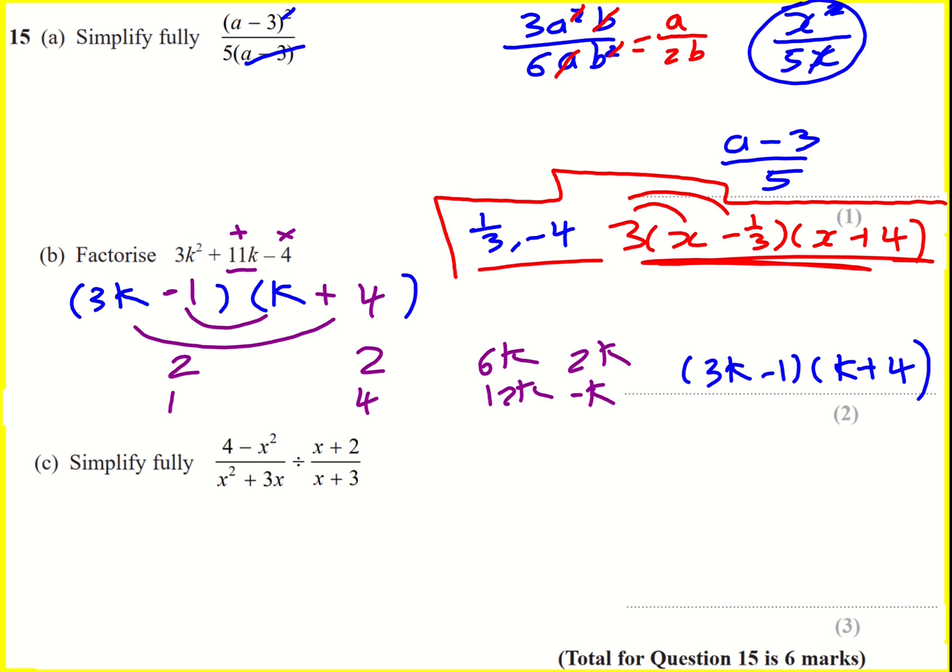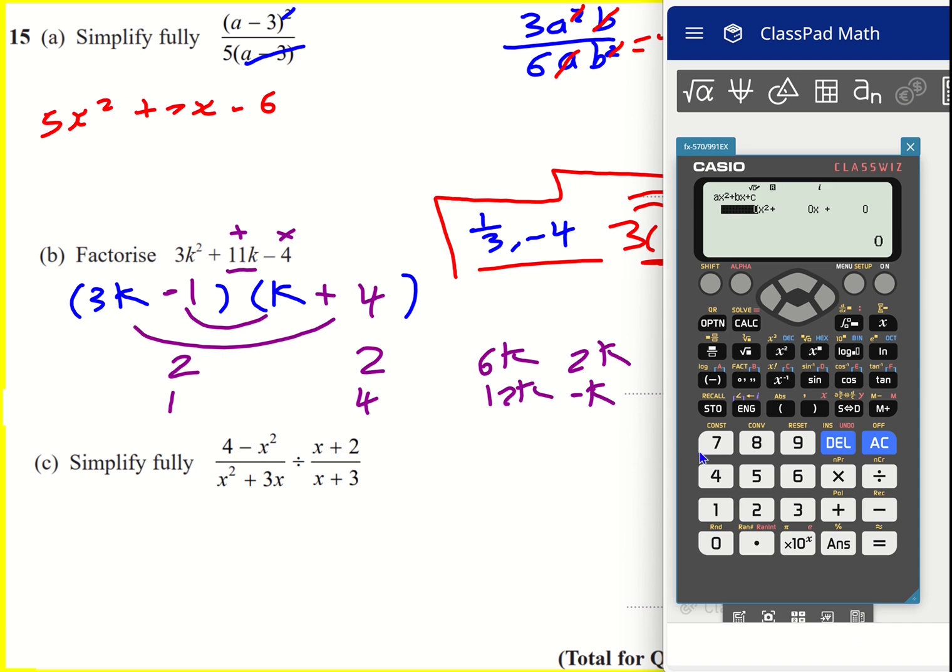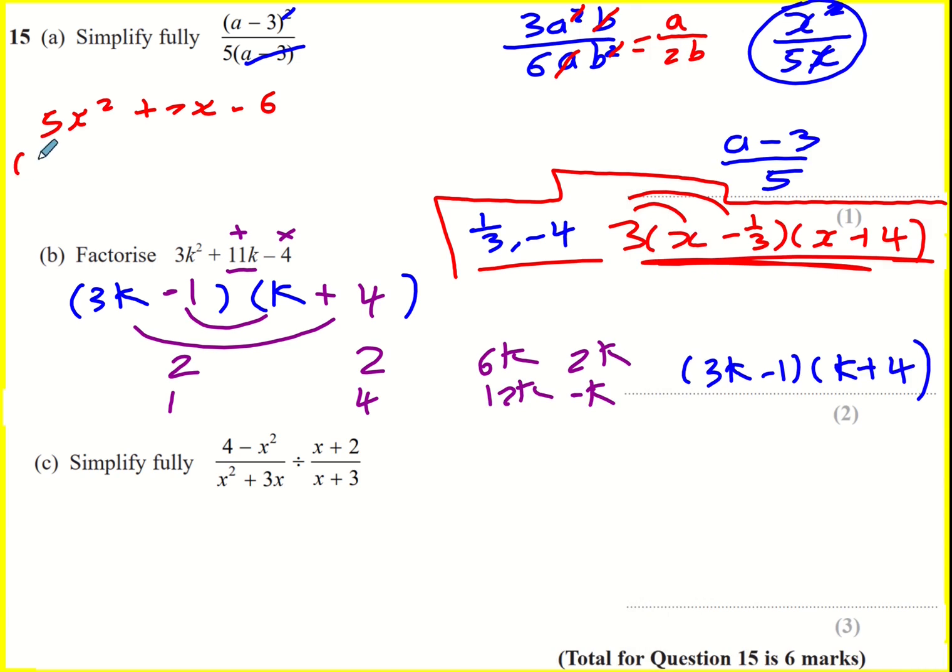Let me do one more example. So let's say you had 5x squared, this is one I've made earlier, plus 7x minus 6, and we're asked to factorize it. Same approach, go to the equation function, 5, 7, minus 6. We get 3 over 5 and minus 2. So that would mean I would do x minus 3 over 5 and x plus 2. But I know I need to times by 5 to get the 5x squared.